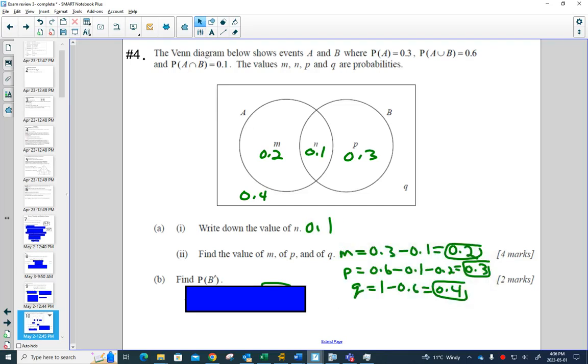And P and Q are right there. Find the probability of B with the dash. That's not B. That's everything outside of the circle of B. If B is 0.4, then everything outside of that circle is 0.6.